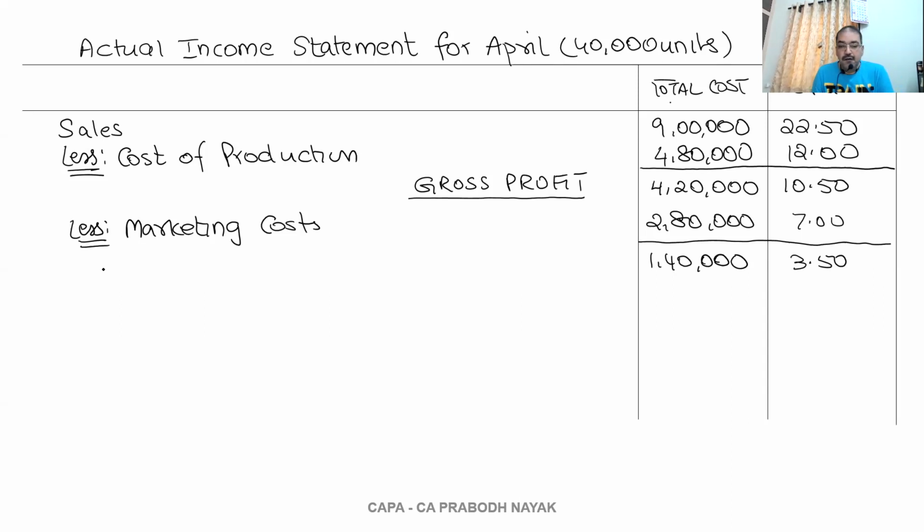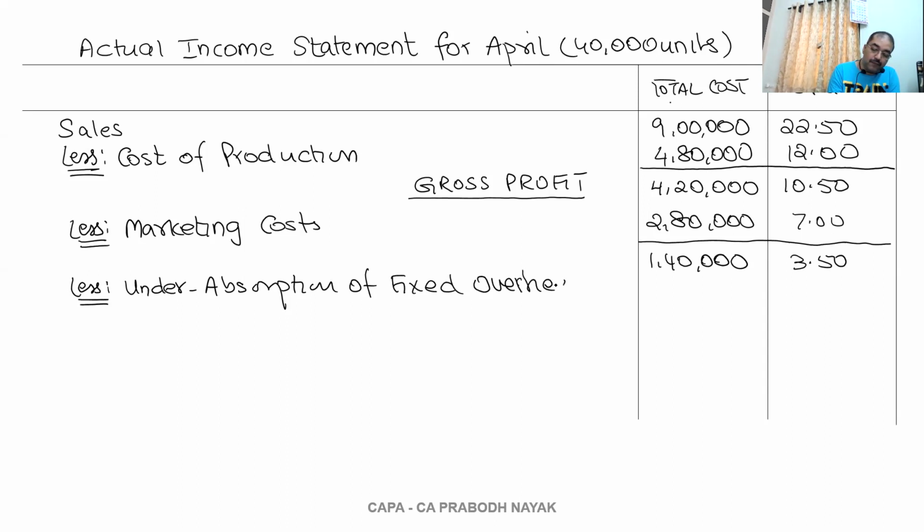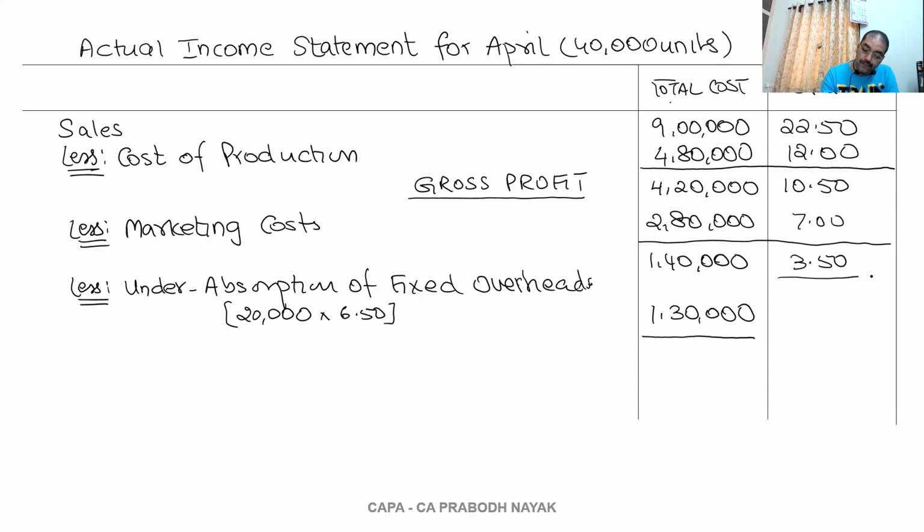Less or add, absorption of overheads. Overheads are calculated on the basis of 60,000 units, but we are calculating actual on the basis of 40,000 units. So there is under absorption of fixed overheads. Under absorption of fixed overheads: 20,000 units at 6.5, fixed overheads only, 1,30,000. Final figure 10,000.